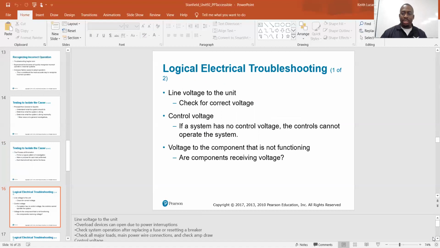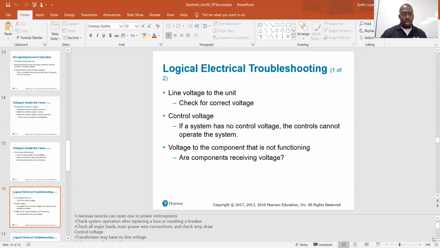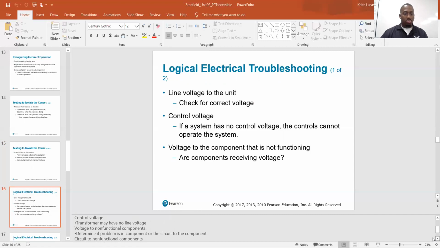So line voltage to the unit. Overload devices can open due to power interruptions. So make sure that, basically your breaker might be blown. Check, make sure that's not the case. Make sure you have your power coming from the source. Check system operation after replacing a fuse or resetting a breaker. You want to see if there's a condition that's going to make that occur again. Check all major loads, main power wire connections, and check amp draw. We all know high amp draw, bad motor.